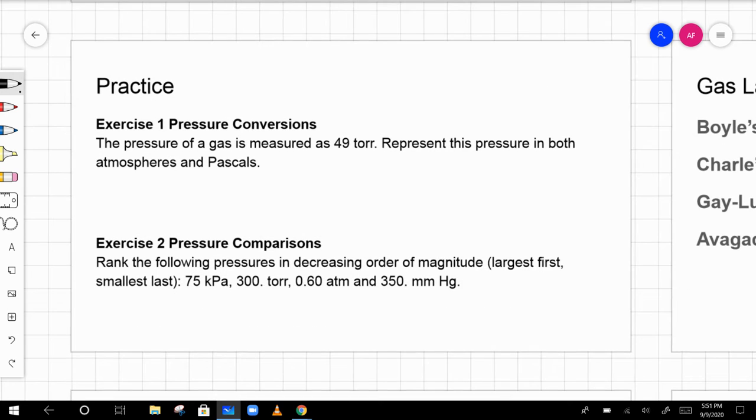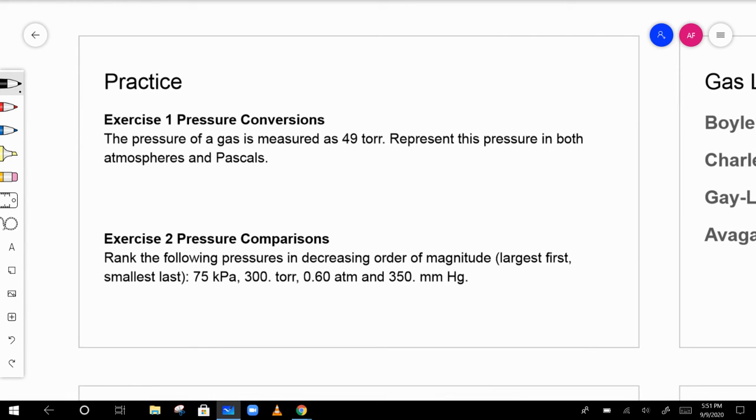So here's a little practice. If we want 49 torr and we want to go to pascals or atmospheres first, 1 ATM is 760 torr, right? So you just do that math there. 49 divided by 760. Where's my calculator? Oh, there it is. Okay, so 49 divided by 760, we get 0.06 ATM, which makes sense.